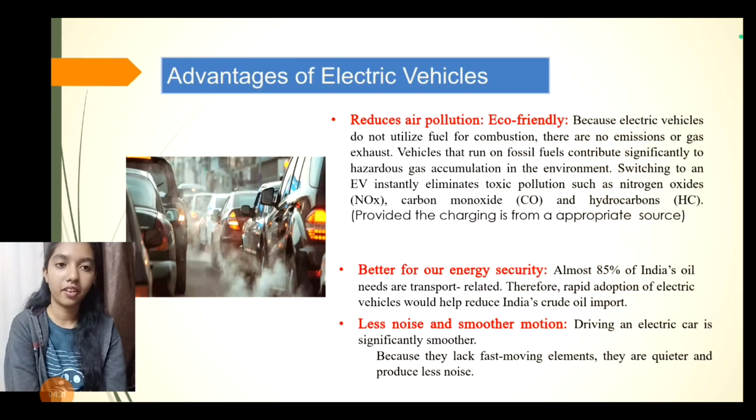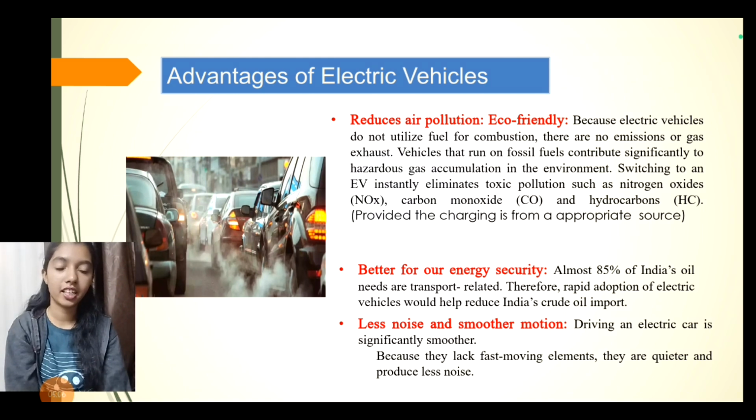Advantages of electric vehicles: it reduces air pollution. It means that it is eco-friendly. Because electric vehicles do not utilize fuel for combustion, there are no emissions or gas exhaust. Vehicles that run on fossil fuels contribute significantly to hazardous gas accumulation in the environment. Switching to an EV instantly eliminates toxic pollution such as nitrogen oxides, carbon monoxide, and hydrocarbons, provided the charging is from an appropriate source.